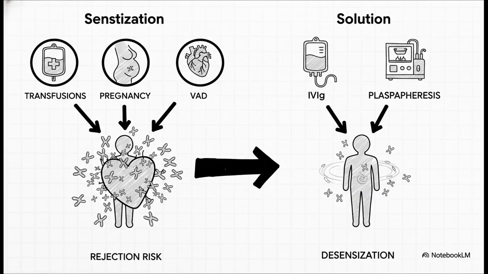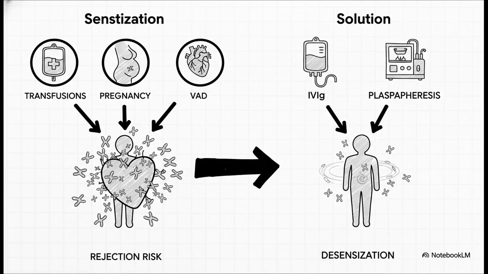Another huge piece of this preoperative puzzle is immunological preparedness. Every single candidate undergoes HLA genotyping and screening for what we call panel reactive antibodies, or PRA. A high PRA, let's say over 10%, is a big deal. It means the patient already has antibodies against a large portion of the potential donor pool, which dramatically increases the risk of rejection.